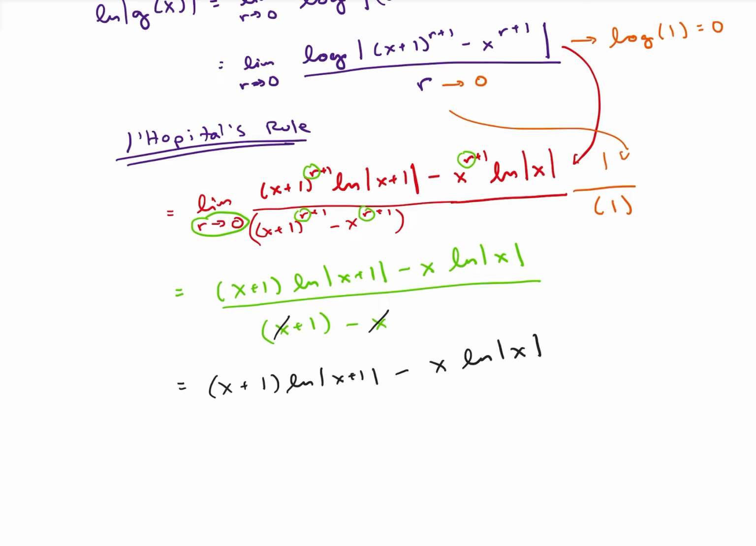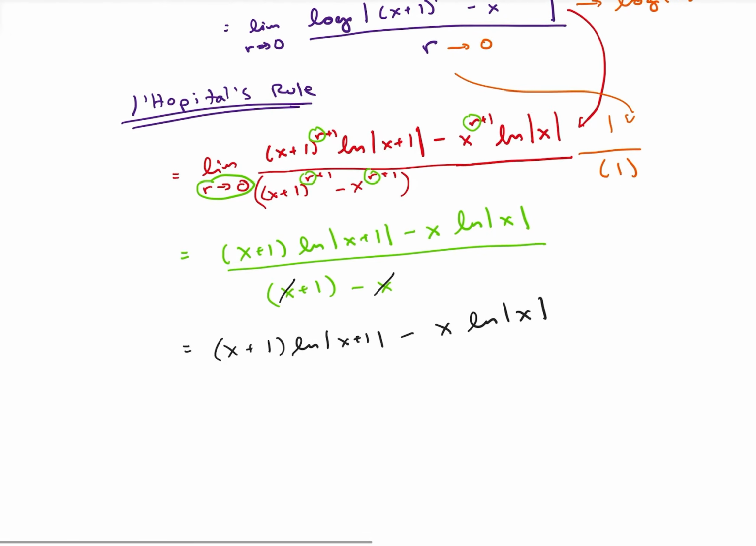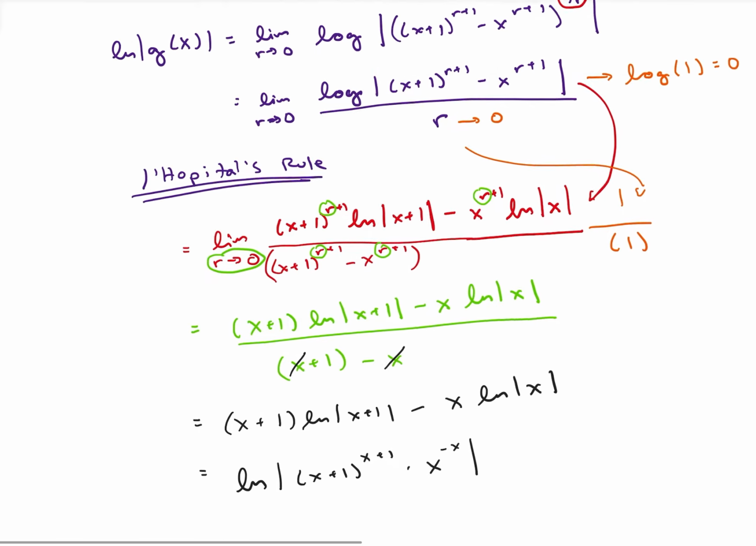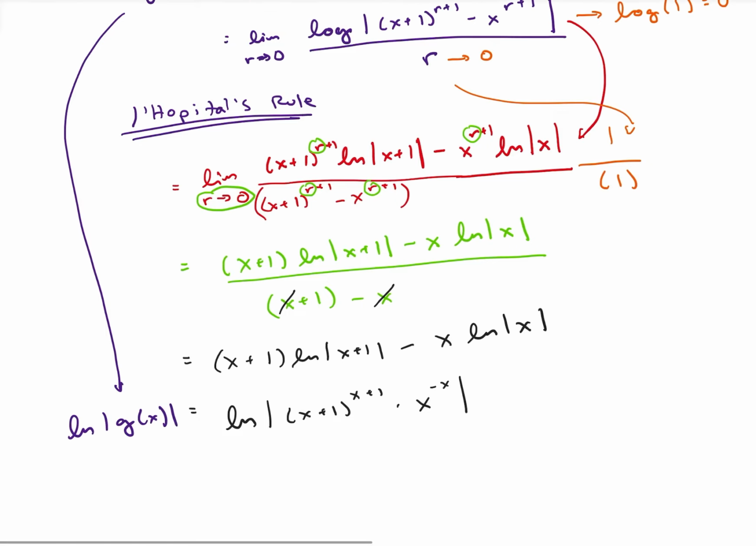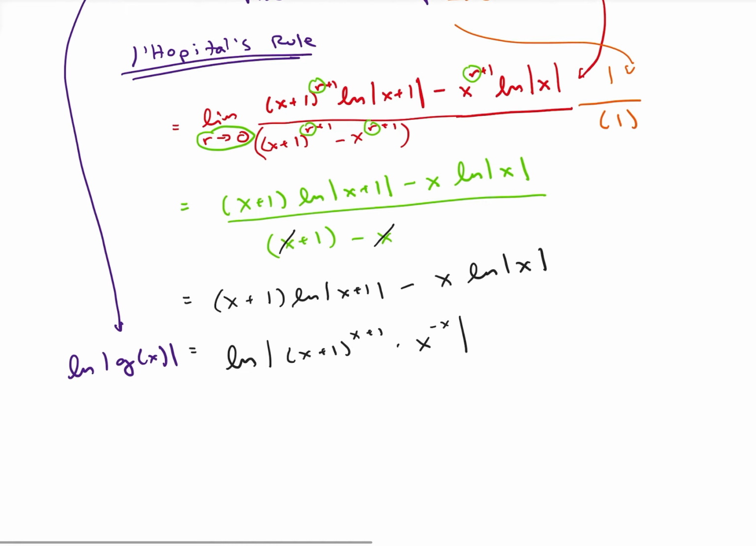So we can do a little bit of work here with our natural log rules. So I can rewrite this now as the natural log of x plus 1 raised to the x plus 1 power. And it's minus x ln of x, so I can do that multiplied by x raised to the negative x power. Okay, I kind of combined two steps there, but you can see how I'm using the log rules together here. And remember what we started off with was that this is the natural log of g of x. So let's go ahead and kill that log now. And we're going to be left with g of x is equal to x plus 1 raised to the x plus 1 power times x to the negative x.